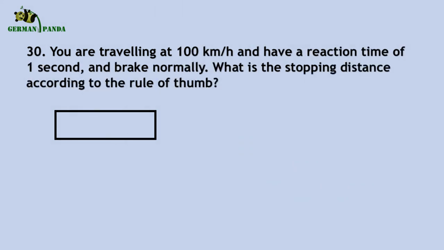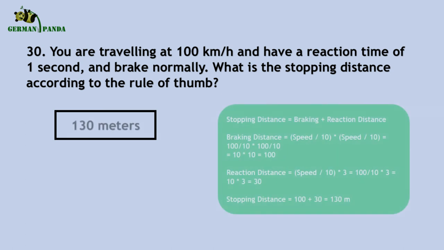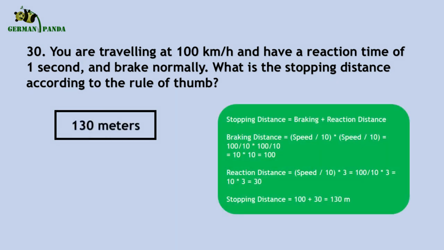You are traveling at 100 km per hour and have a reaction time of 1 second and brake normally. What is the stopping distance according to the rule of thumb? 130 meters. Stopping distance equal to braking distance plus reaction distance.